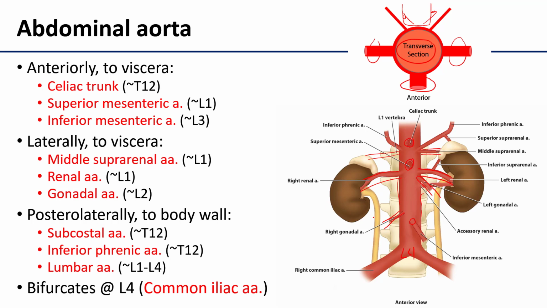Somewhere in that vicinity, we also have inferior phrenic arteries, and these inferior phrenic arteries are quite variable, but they arise from the abdominal aorta somewhat high to supply the diaphragm with blood. There are also somewhat regularly segmental lumbar arteries, 3 to 5 lumbar arteries throughout the abdominal aorta that are moving more posterolaterally back to serve the body wall.